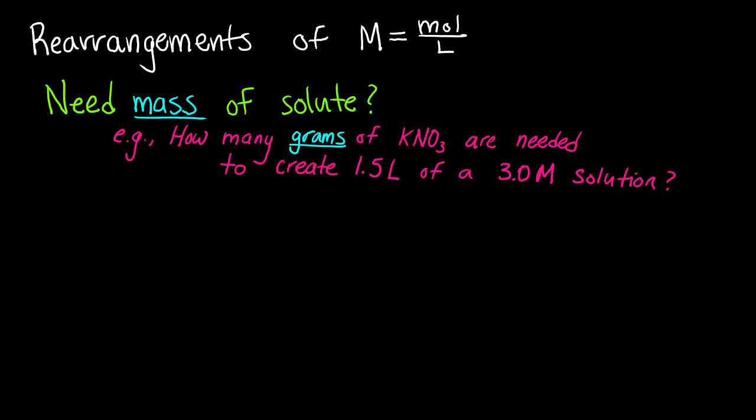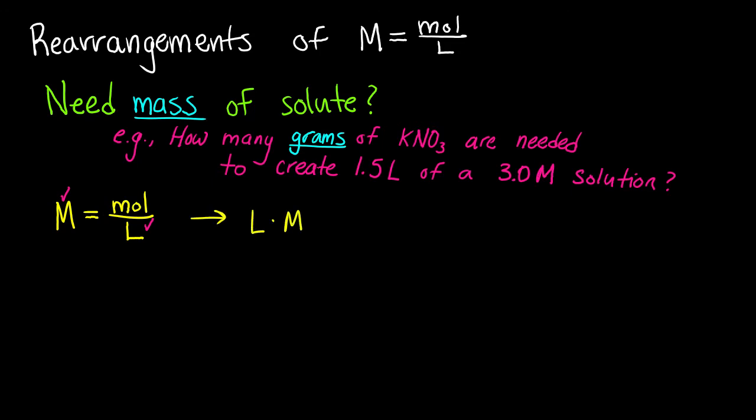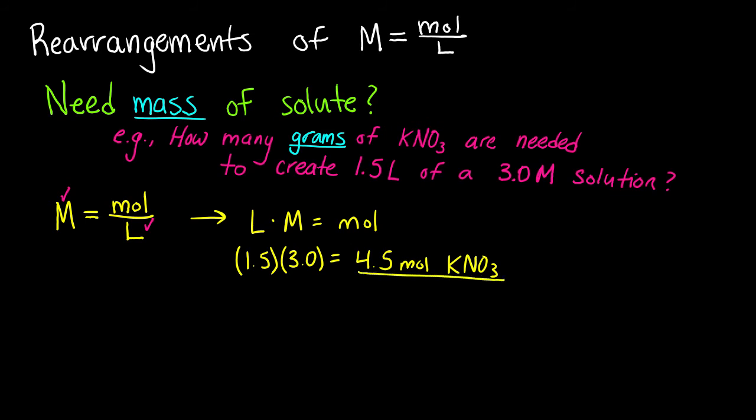Now suppose you're asked to determine the mass of solute needed to create a certain molarity given volume. You know that you are given the molarity and the volume, so you rearrange using basic algebra, giving you this, which is the volume times the molarity equals the number of moles. We did it already, and we determined that 1.5 liters times 3 as the molarity gives us 4.5 moles of potassium nitrate. Of course, you can just convert moles into grams using the molar mass.